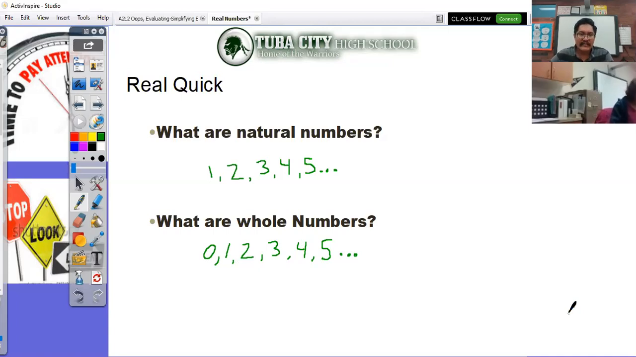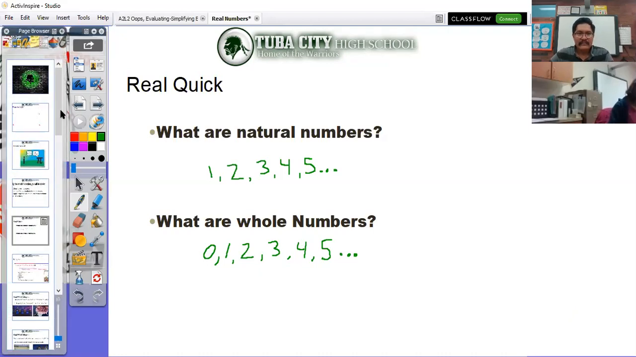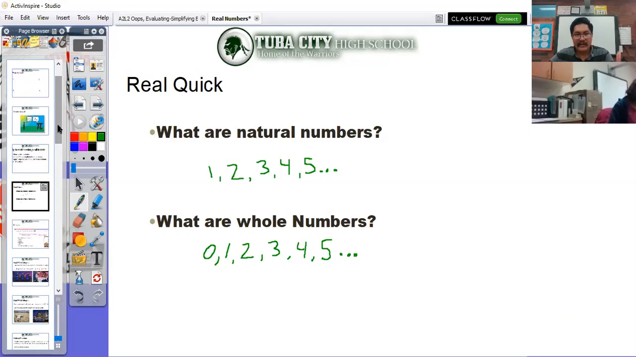Now, why is 0 considered a whole number? Well, it's not 0.2 or 0.5. So if it does not have a fraction or a decimal, then it is considered a whole number. Because that's kind of what whole means, right? It means you have the whole thing, not extras or you're short of it. So that's a quick recap on natural and whole numbers.